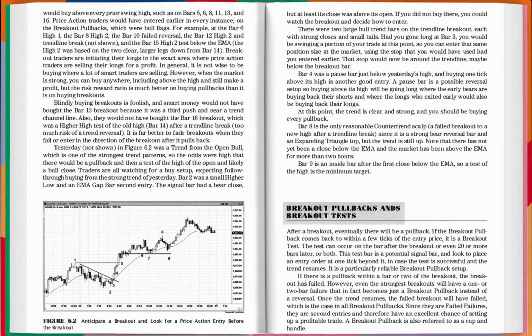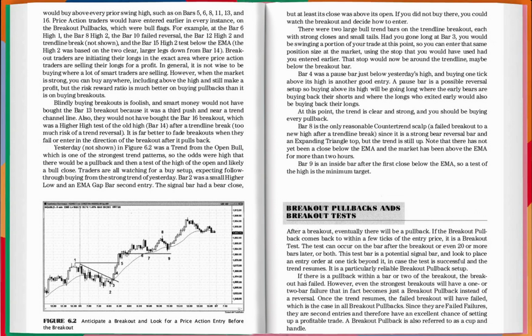Bar 4 was a pause bar just below yesterday's high, and buying 1 tick above its high is another good entry. A pause bar is a possible reversal setup, so buying above its high will be going long where the early bears are buying back their shorts, and where the longs who exited early would also be buying back their longs. At this point, the trend is clear and strong, and you should be buying every pullback.